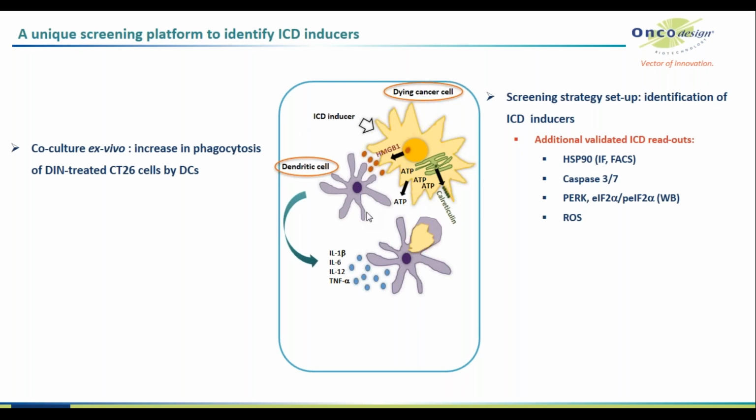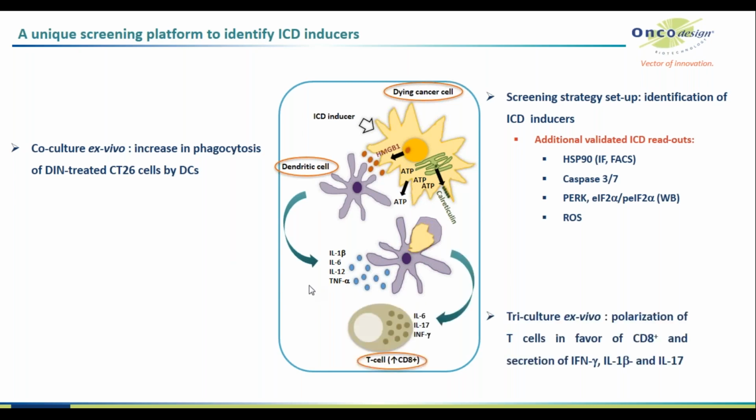When we co-culture dendritic cells and cytotoxin-treated cancer cells, we observe that the dendritic cells get activated and phagocytose the dying cancer cells and secrete cytokines, which in turn activate T cells and favor their polarization to CD8 plus cells and the secretion of interferon gamma, IL-1 beta, and IL-17.